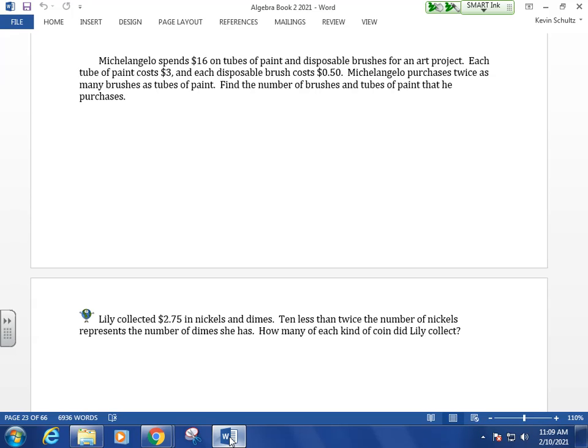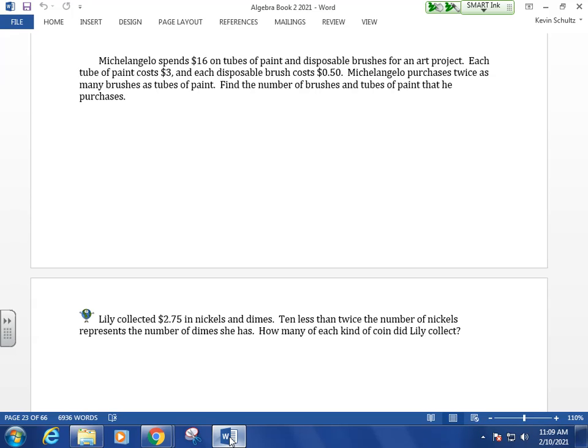So we've got Michelangelo. We're debating whether that's the turtle or the artist. But whoever it is, spends $16 on tubes of paint and disposable brushes for an art project. Each tube of paint costs $3, and each disposable brush costs 50 cents. Michelangelo purchases twice as many brushes as tubes of paint. Find the number of brushes and tubes of paint that he purchases.